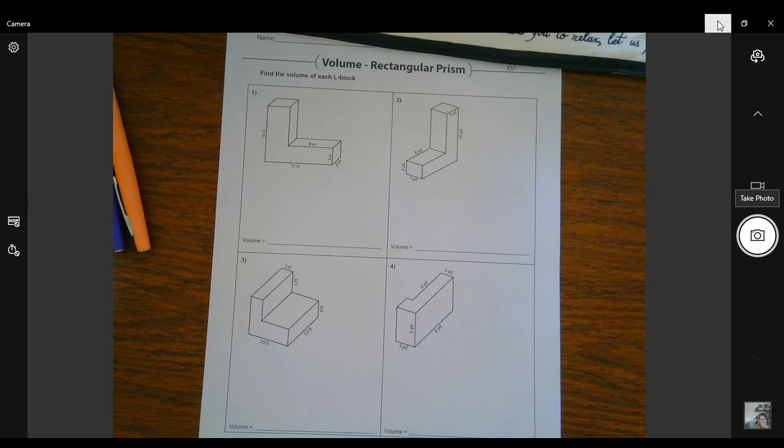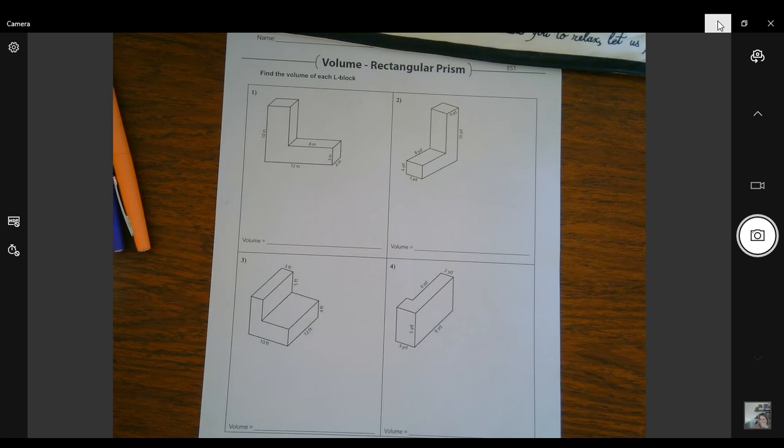Hello, my little mathematicians. Today we are going to explore volume of rectangular prisms, but of compound rectangular prisms, which means that it's two rectangular prisms put together. Now, as confusing as these look, I promise you, they're still not as hard as surface area.